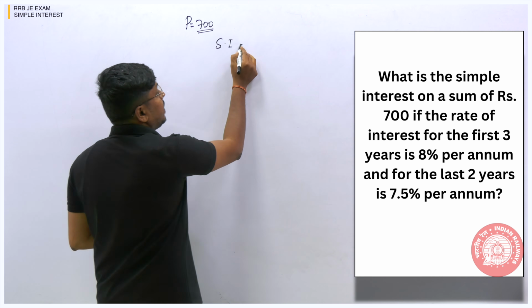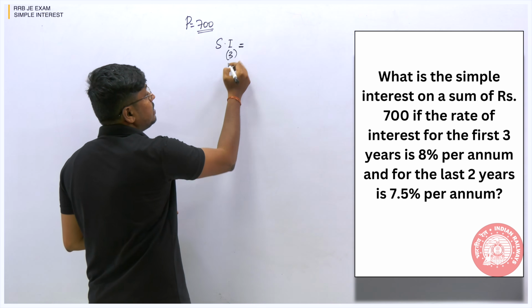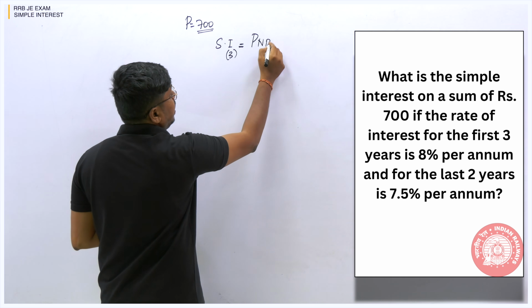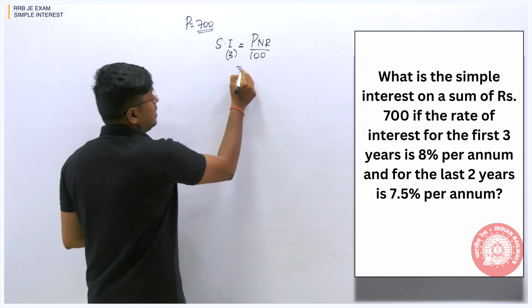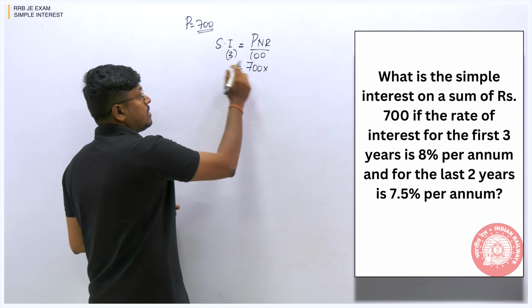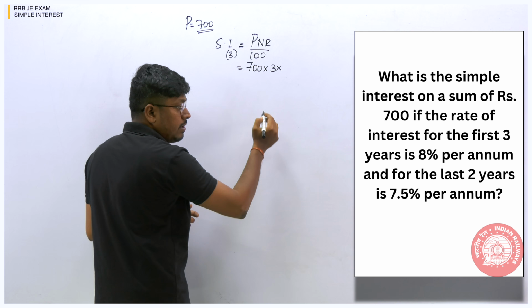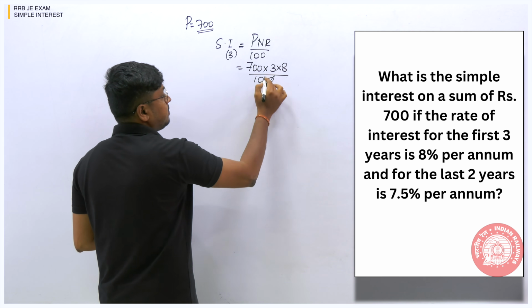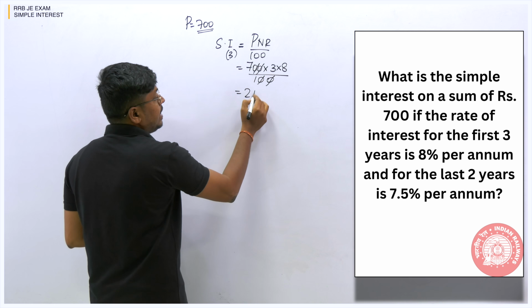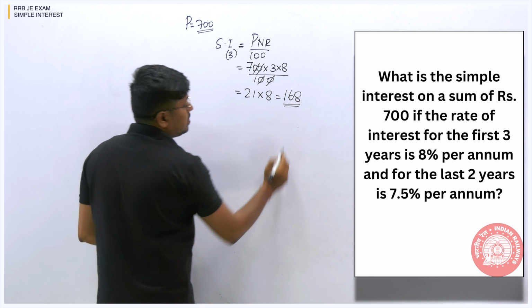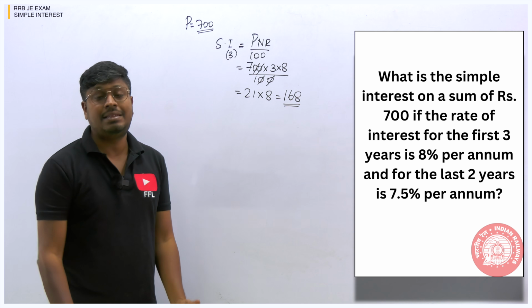So first we can find the simple interest for the first 3 years. The formula is PNR divided by 100. The principal value is directly given in the question, the number of years is 3. What about the rate of interest? Rate of interest is 8% per annum, divided by 100. So cancel it. 21 into 8 will be 168. So 168 is the simple interest for the first 3 years.